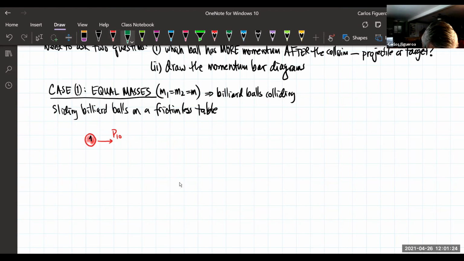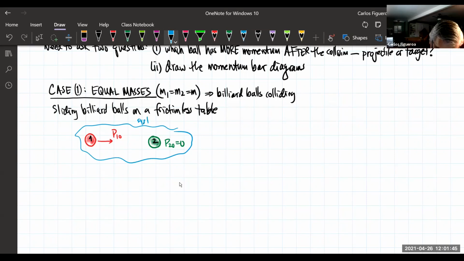What I know here is that my target is stationary, so its momentum is 0. What I said here is that this is my system. A collision within this system must do what? The collision within this system is all internal. If it's all internal, the total momentum of the system cannot change.